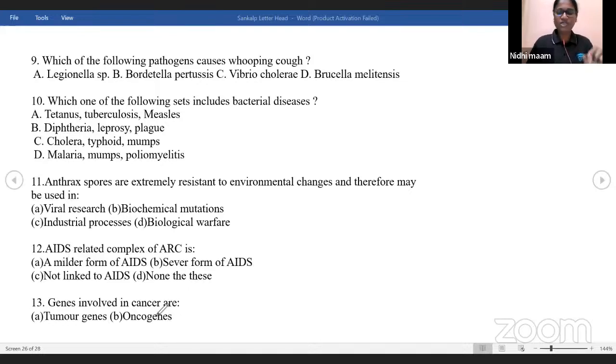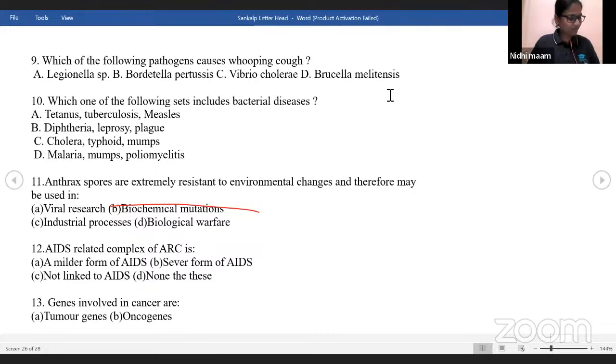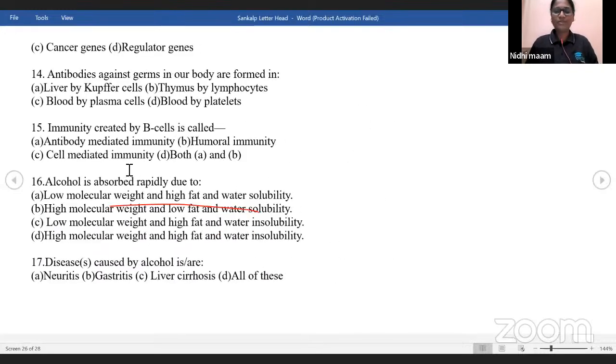Okay, 13th question. Genes involved in cancer are: A, tumor genes, B, oncogenes, C, cancer genes, D, regulator genes. Very easy question. Deepak answered it. Any other answers? Vinushri answered it. The right answer is oncogenes. Option B is the right answer.